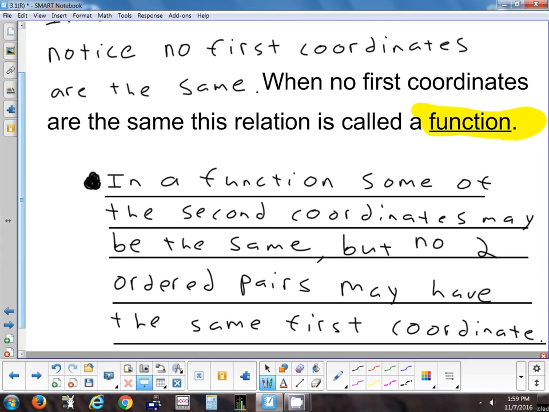Now, you also have on your sheet, it says in a function. You have that second bullet, then you have these first 3 words, in a function. You want to write in everything else. Some of the second coordinates may be the same, but no 2 ordered pairs may have the same first coordinate.